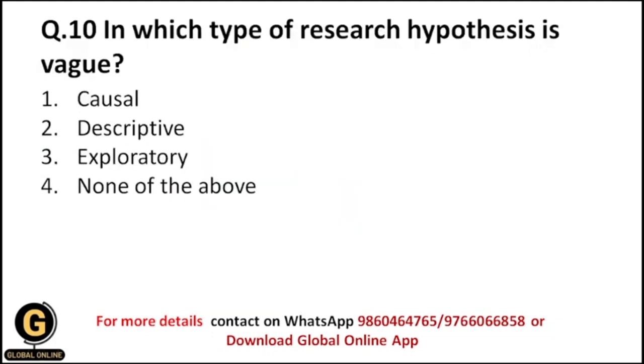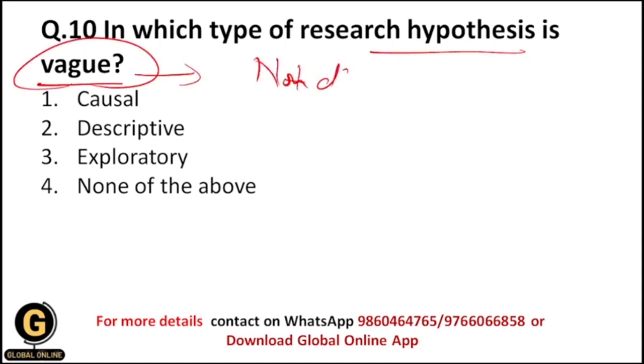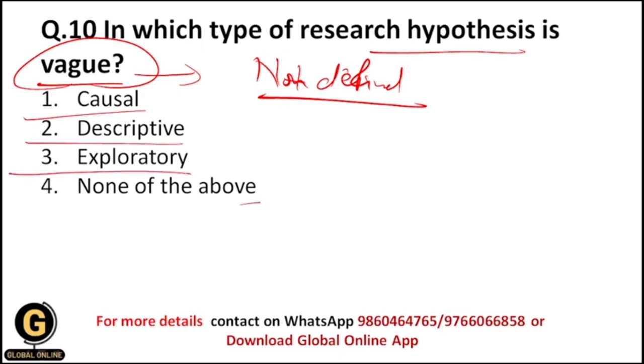Next is: in which type of research is the hypothesis vague? Vague means not clear or not defined. So in which research type is the hypothesis not defined? Whether it is causal, descriptive, exploratory, or none of the above.